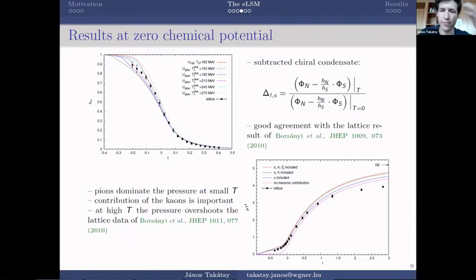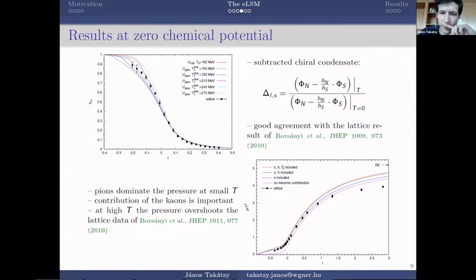Then we might also investigate the finite temperature behavior of our model. We can compare the results to the lattice simulation results, and this is what I show here. On the top left figure, you can see the subtracted chiral condensate as a function of temperature. This subtracted chiral condensate is what signals the chiral phase transition. The different colored lines correspond to different critical gluon temperatures, and this critical gluon temperature is a parameter of the Polyakov loop potential. But basically what you can see here is that we get a pretty good fit with the lattice results. Also on the bottom right, what you can see is the equation of state at zero chemical potential. What is shown there is the reduced pressure divided by temperature to the fourth.